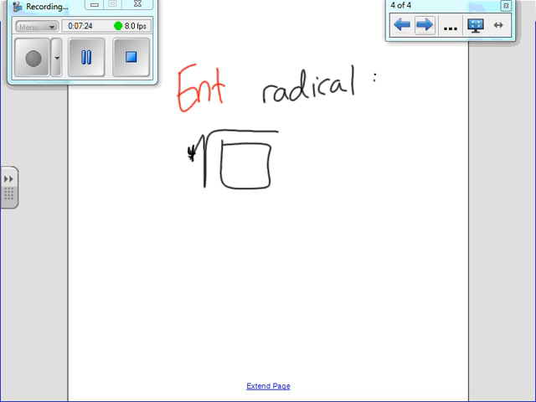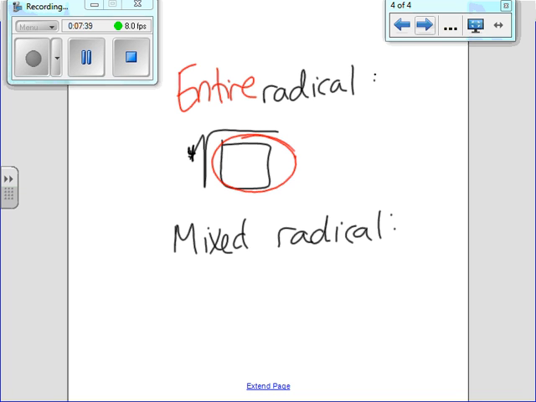An entire radical has everything underneath the radical sign. Okay, so an entire radical has everything under the radical sign, and then what I just said above for a mixed radical is that it should have a number out front and then the radical sign. Change that in your notes now that I messed you up.